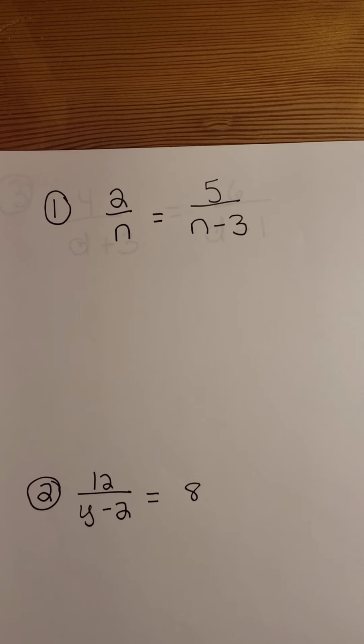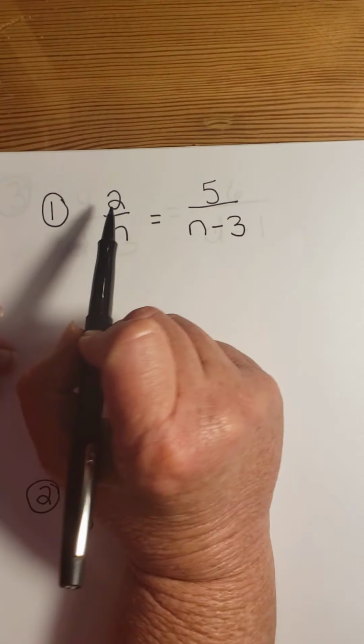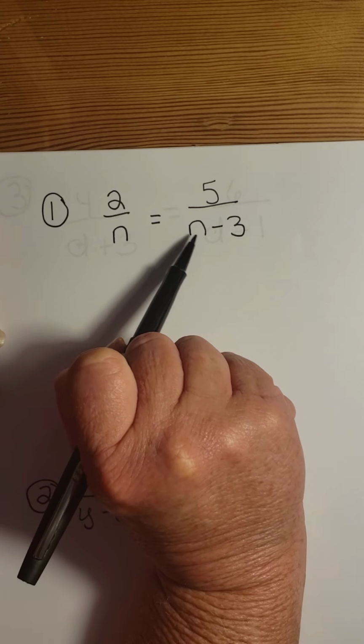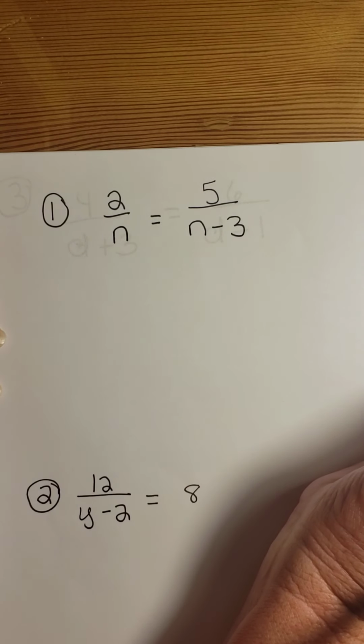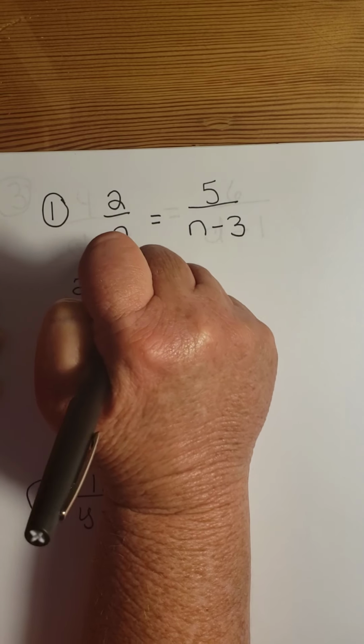If you remember in some of our previous videos, I discussed that when you have a fraction equal to another fraction, the easiest way to solve this is simply to cross multiply, and that's what we're going to do. So, if we look at the top of this fraction on the left, our numerator on the left is 2, and I want to multiply that times the denominator on the right, the n minus 3. So that would be 2 times n minus 3.